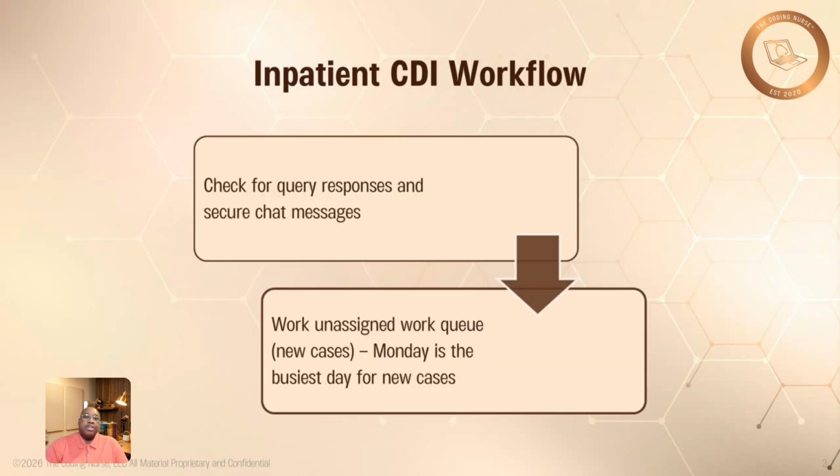Then after that, you want to work the unassigned work queue, which is new cases. And Monday is going to be the busiest day for new cases, as you can imagine. If you get off work on Friday at 5 o'clock, the hospital is not going to stop admitting people. People are not going to stop having medical emergencies. So you have Friday afternoon, all day Saturday, all day Sunday, and most of Monday, because by the time you get to it, it might be 8:45 or 9 o'clock in the morning.